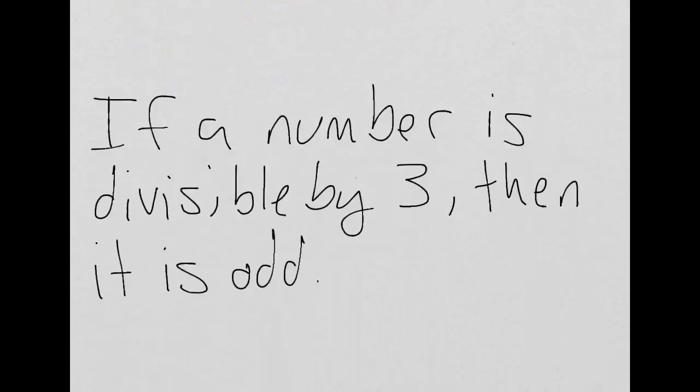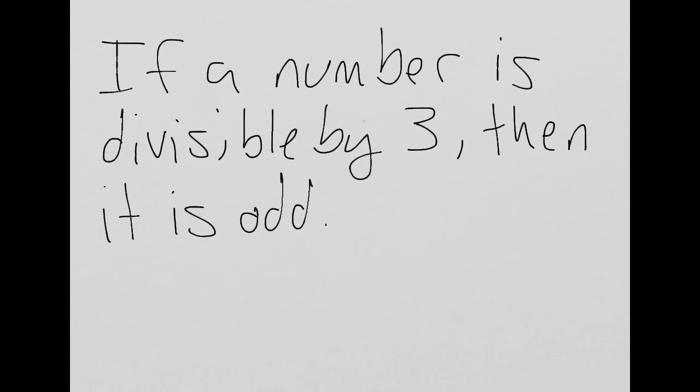For our next example, let's take a look at this statement. If a number is divisible by 3, then it is odd. Well, we want to decide if it's true or false. If it's true, then that means that every time our hypothesis is true, our conclusion is also going to be true, but to show that it's false, we just have to find one counterexample.